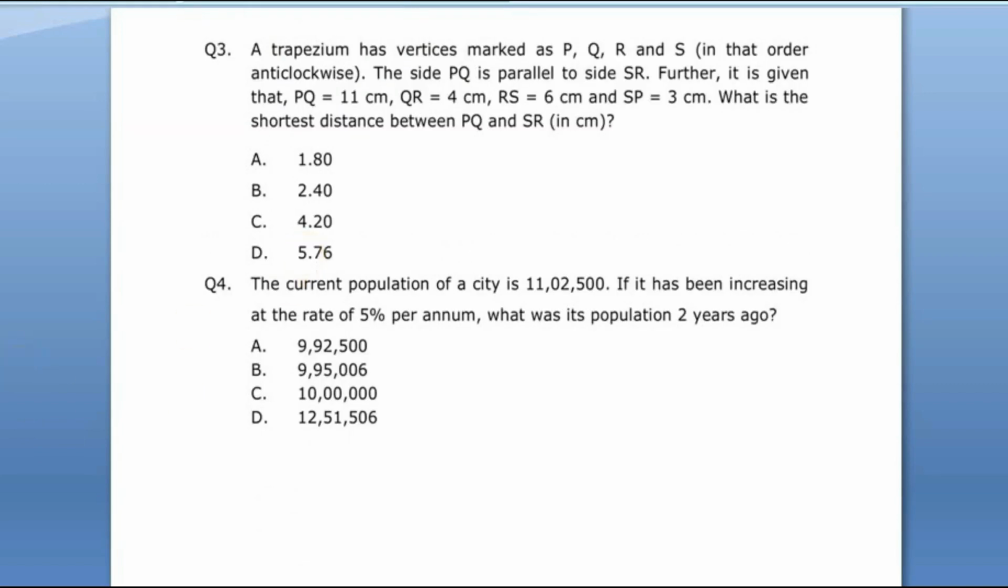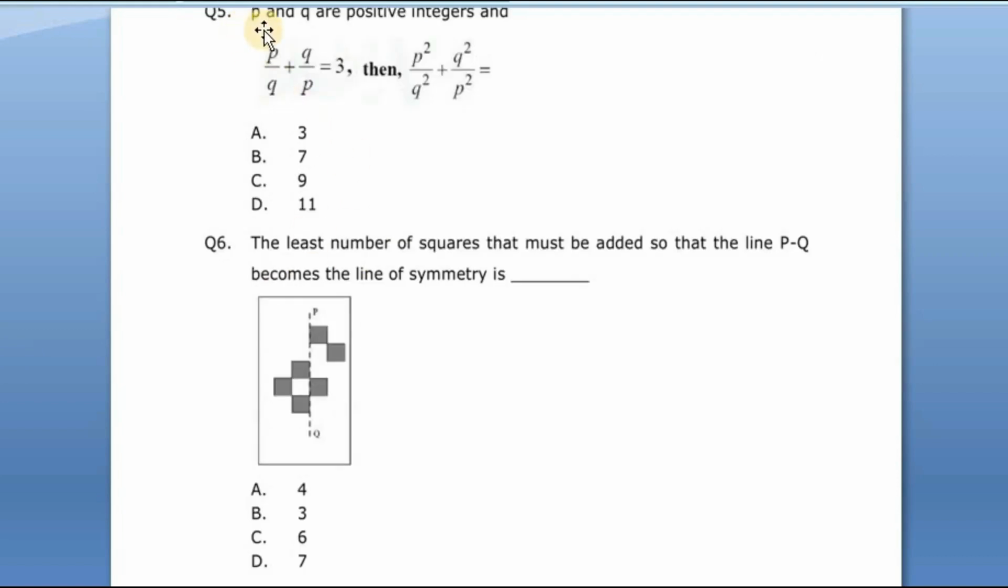Fifth question, P and Q are positive integers and the relation is given as P by Q plus Q by P is equal to 3. Then P square by Q square plus Q square by P square is equal to how much?